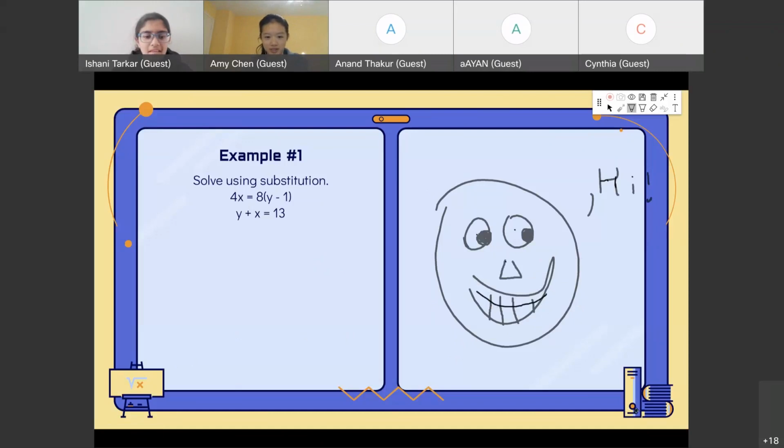Shawnee, do you want me to solve or? I can solve it, and then you can do example 2. Okay. So solve it using substitution.